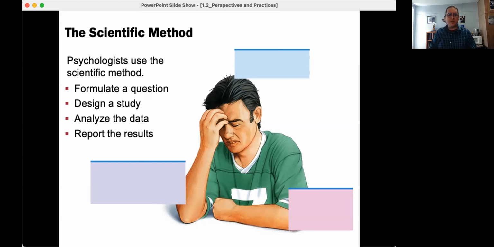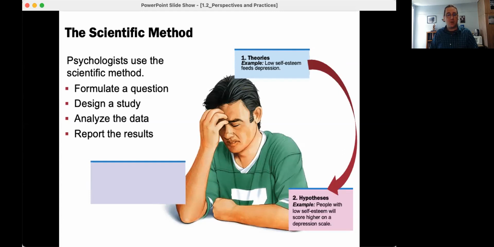And that's all the scientific method starts with, asking a question given two or more known factors. Then based on that question, we're going to design a study. Okay, we're going to develop theories. We're going to use available theories to back up what we're pushing to explore. So for example, in this slide here, it says low self-esteem feeds depression. Okay, that's a great theory. How do we back that up? Where are we going to get that information? So out of that question, we're going to develop a hypothesis.